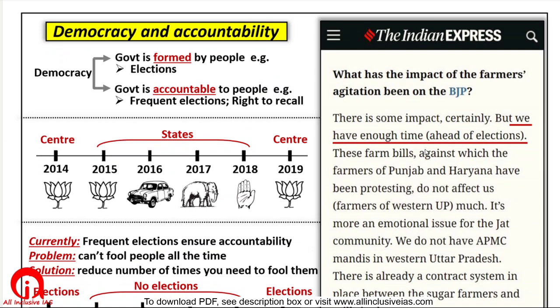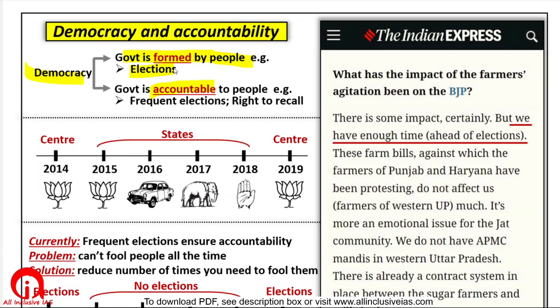Whatever UPSC can frame, how questions UPSC can frame. Now democracy and accountability. One concern with simultaneous election is that it will reduce government's accountability towards the people. Democracy does not mean that government is formed by the people. Democracy is not just this. Democracy also means that government is accountable to the people.